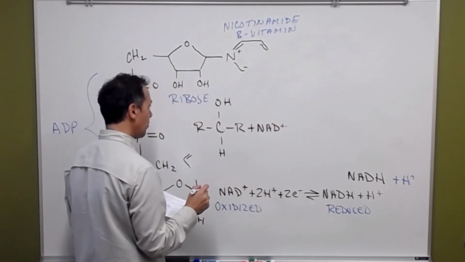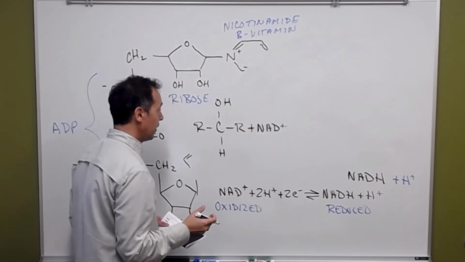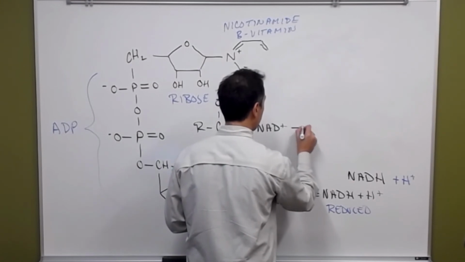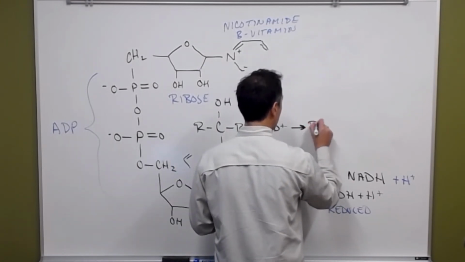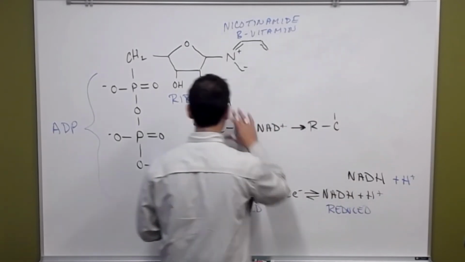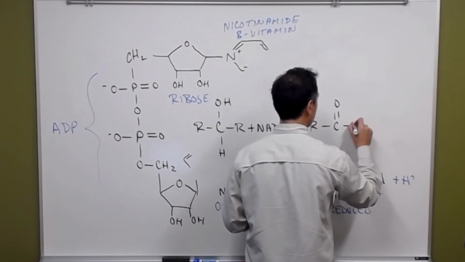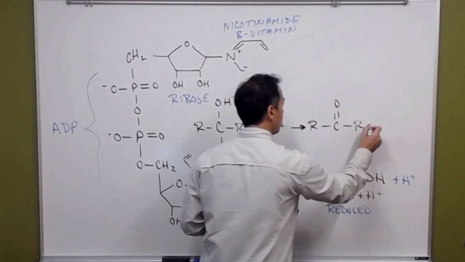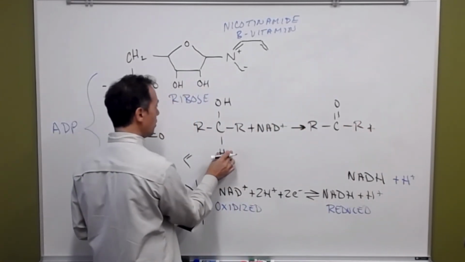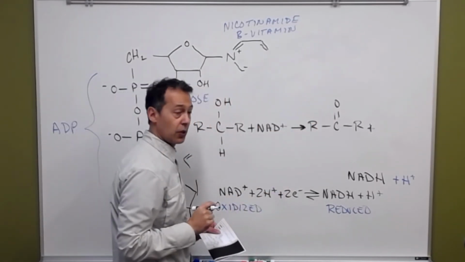Okay, so NAD+ is going to pull 2 hydrogen ions off of this. And so we end up then with our alcohol losing 2 hydrogens, and so we end up with a ketone like this. A ketone because we removed a hydrogen, this bond goes up, and we end up with a ketone.